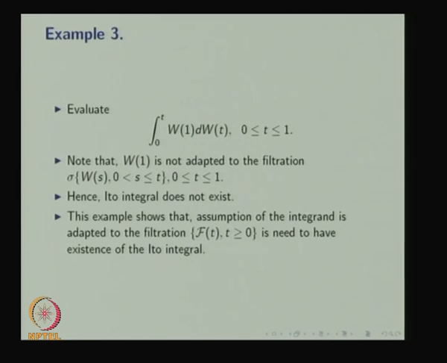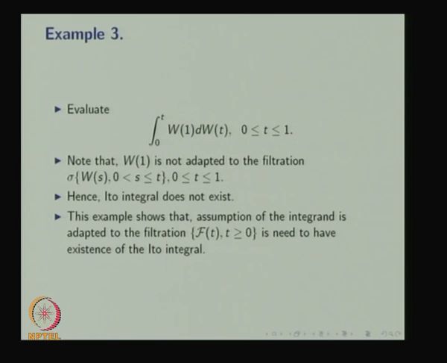Third example. Here we are evaluating the integral from 0 to t, where the integrand is W of 1, dWt. Note that W of 1 is not adapted to the filtration F of t, that is the sigma algebra of Ws for the interval 0 to 1. As t increases from 0 to 1, W1 is not adapted to the filtration F of t, where F of t is the natural filtration of the Wiener process.